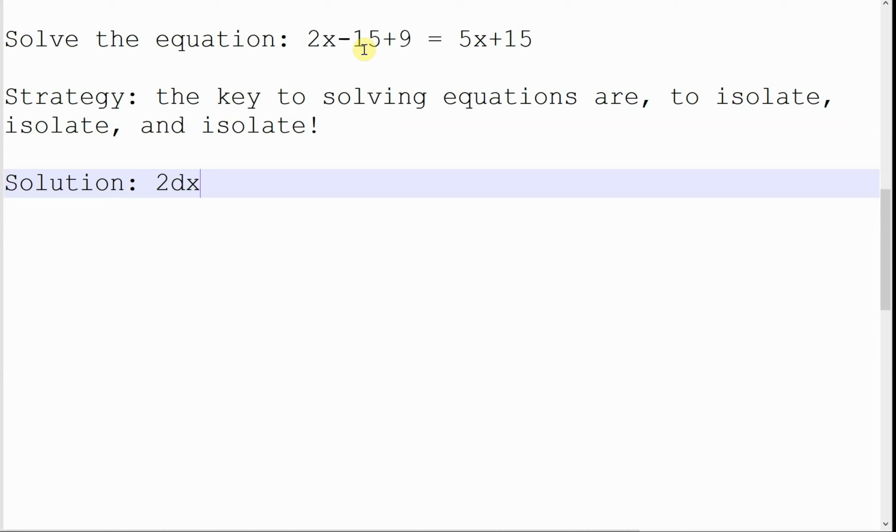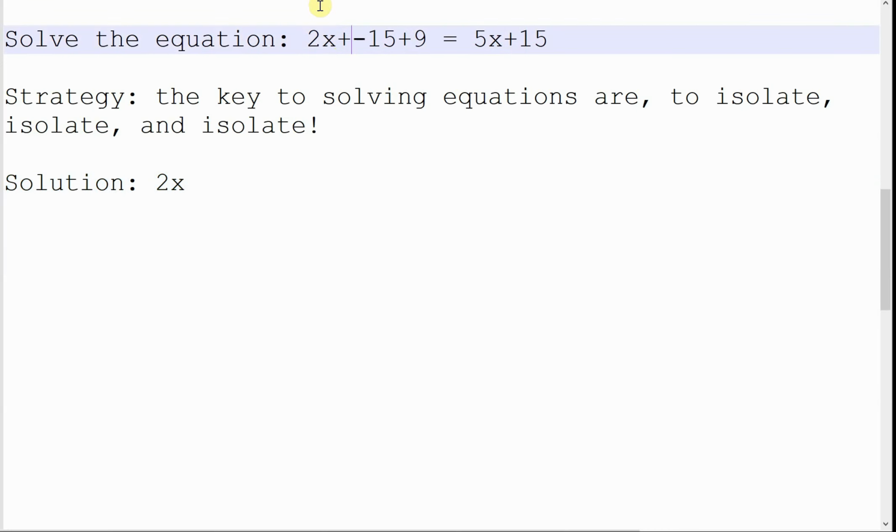So we can just do 2x, negative 15 plus 9. You always have to think, okay, minus 15 plus 9, that's minus 24. No, that's not the way. You have to think about it this way. This is a negative 15, so you have to think of it as plus negative 15.